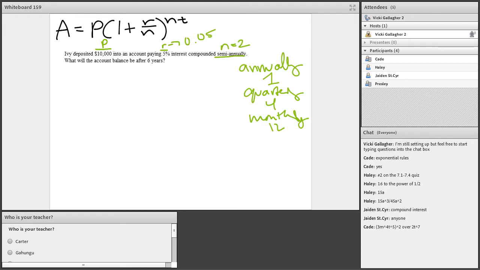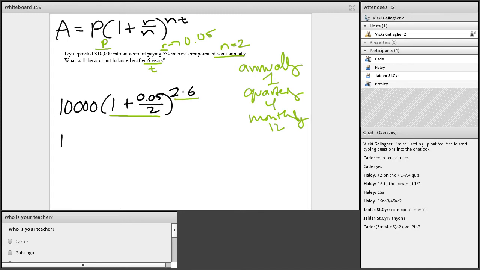And then finally we have 6 years, and that's your T, that's your time. So those are all the numbers, and then we're going to plug them in. So it's 10,000, 1 plus 0.05 divided by 2, and then that's to the power of 2 times 6. And on this problem, you can't just type this all into your calculator. It's not going to work out nicely. So what you want to do first, you want to get the inside of the parentheses down to a single number, and you want to get your exponent down to a single number.